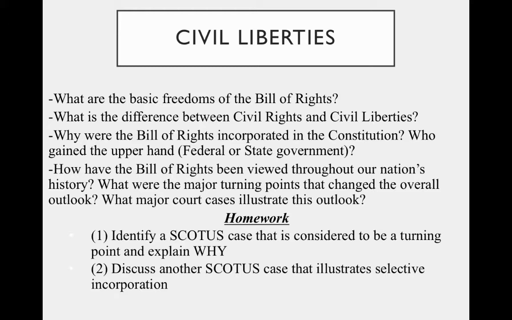Number 3 says, why were the Bill of Rights incorporated in the Constitution? Who gained the upper hand, federal or state government? That's interesting because we know anti-federalists wanted that added into the Constitution. I think it's important to understand that the Bill of Rights only applied to people at the federal level initially, and states didn't necessarily have to listen or follow in line with them. That's going to change as we start getting into the early parts of the 20th century with cases that are going to do something called incorporation.